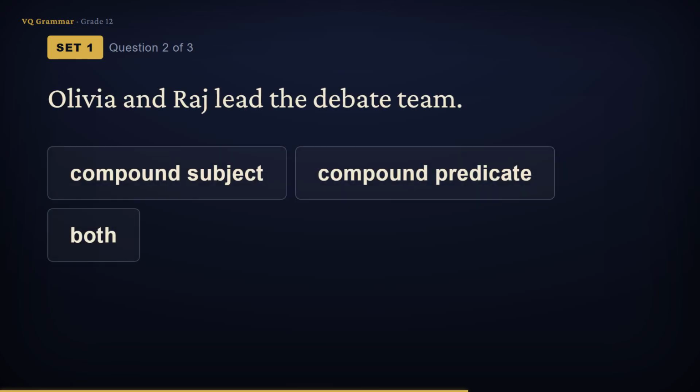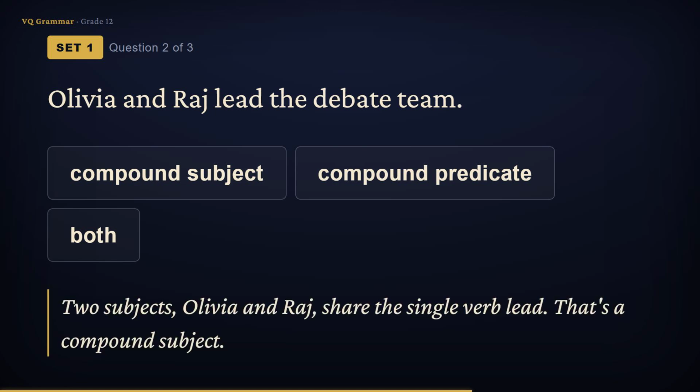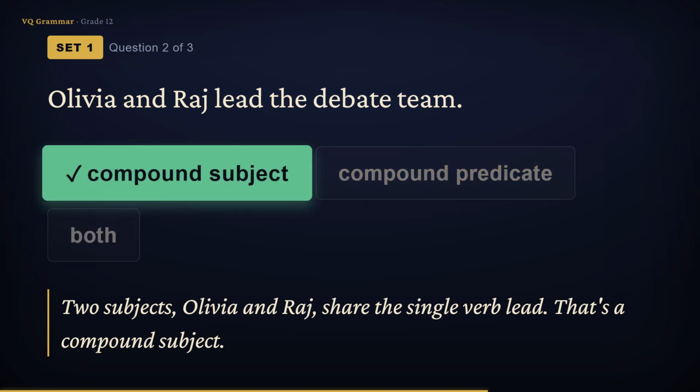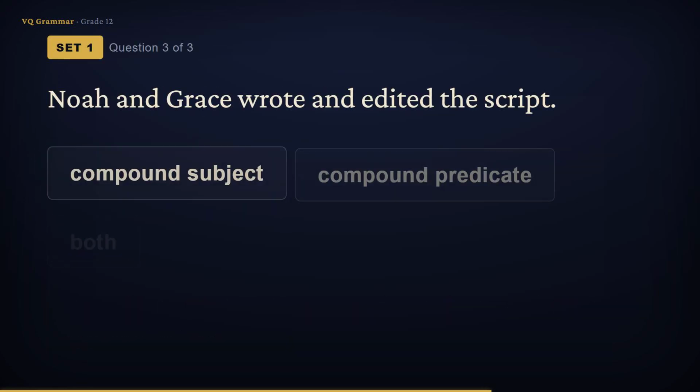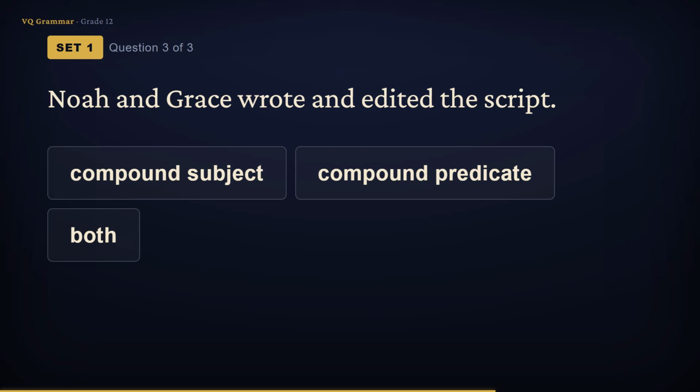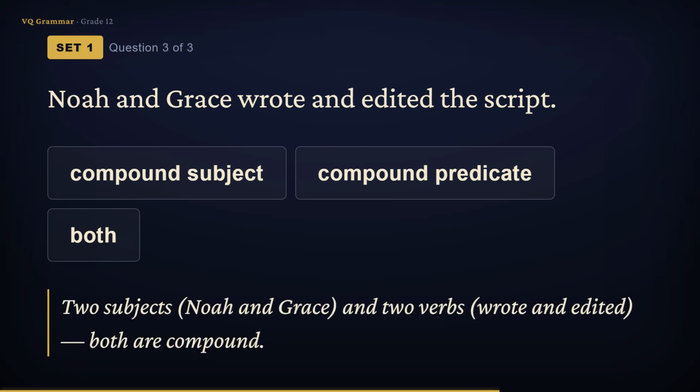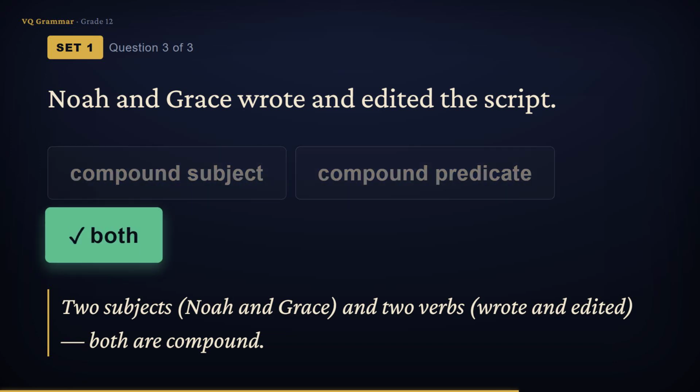Olivia and Raj lead the debate team. Ask who leads. 2 people, Olivia and Raj, and they share 1 verb, lead. 2 subjects, 1 verb. So this is a compound subject. Noah and Grace wrote and edited the script. Count the subjects, Noah and Grace. That's 2. Now count the verbs, wrote and edited. That's 2 as well. 2 of each, so this sentence is both a compound subject and a compound predicate.